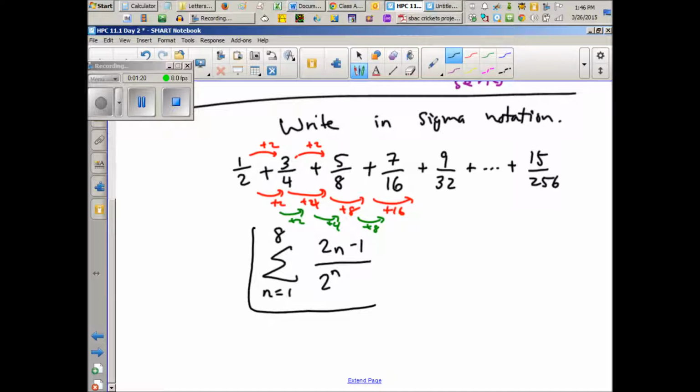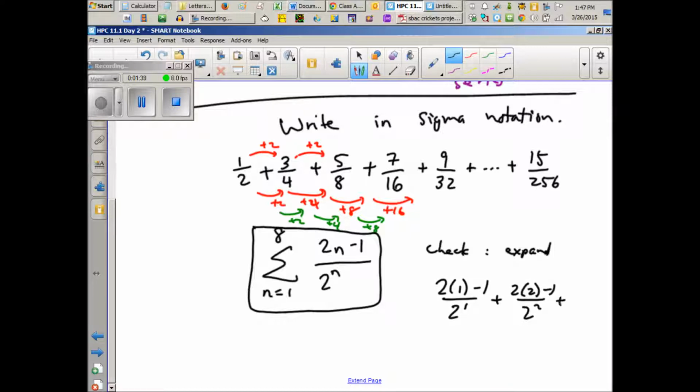Why did I start at 1 and end at 8? Because there are 8 terms. And then just to check your work, you can expand your sigma a little bit. So you can go 2 times 1 minus 1 over 2 to the 1, 2 times 2 minus 1 over 2 to the 2, 2 times 3 minus 1 over 2 to the 3, and verify that these first 3 terms are working for you. It's 1 over 2, that looks right. 3 over 4, that looks right. 5 over 8, that looks right.